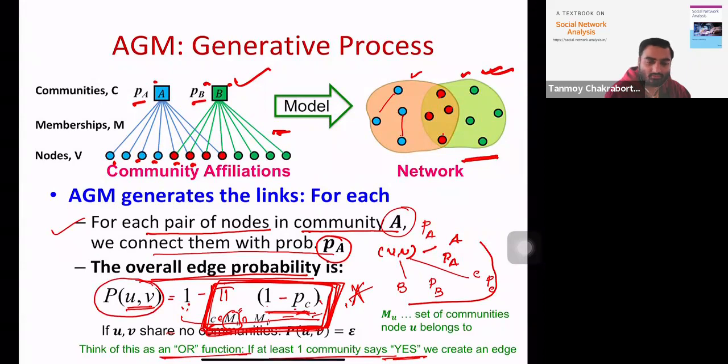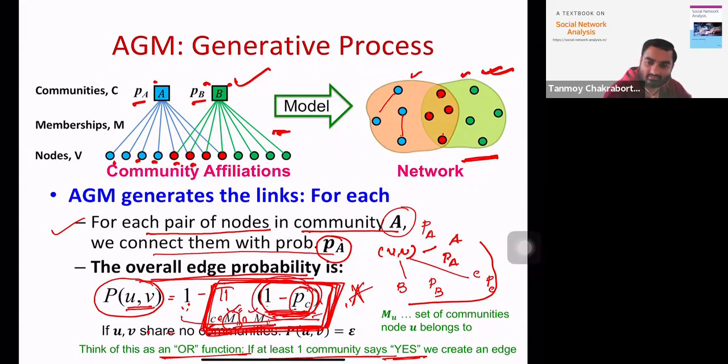So we know that two nodes U and V are connected because they share communities. Now think of multiple cases. Say nodes U and V share many communities, so the intersection would be large. We'll have many such quantities: one minus PC, one minus PC, one minus PC. When we take the product, this value ranges between 0 and 1.